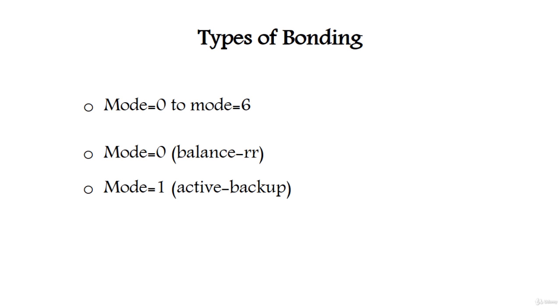The next one is mode 1, which is active-backup. The active-backup policy is this: in this mode, only one slave in the bond is active. The other one will become active only when the active slave fails. The bond's MAC address is externally visible on only one port, network adapter, to avoid confusing the switch. This mode provides fault tolerance.